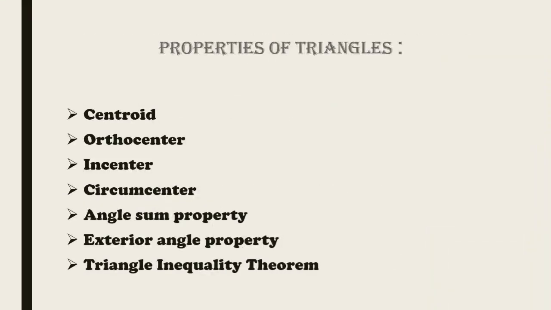Now let's see what all properties you have learnt about triangles. First, centroid. Second, orthocenter. Third, incenter. Fourth, circumcenter. Next is angle sum property, exterior angle property and triangle inequality theorem.